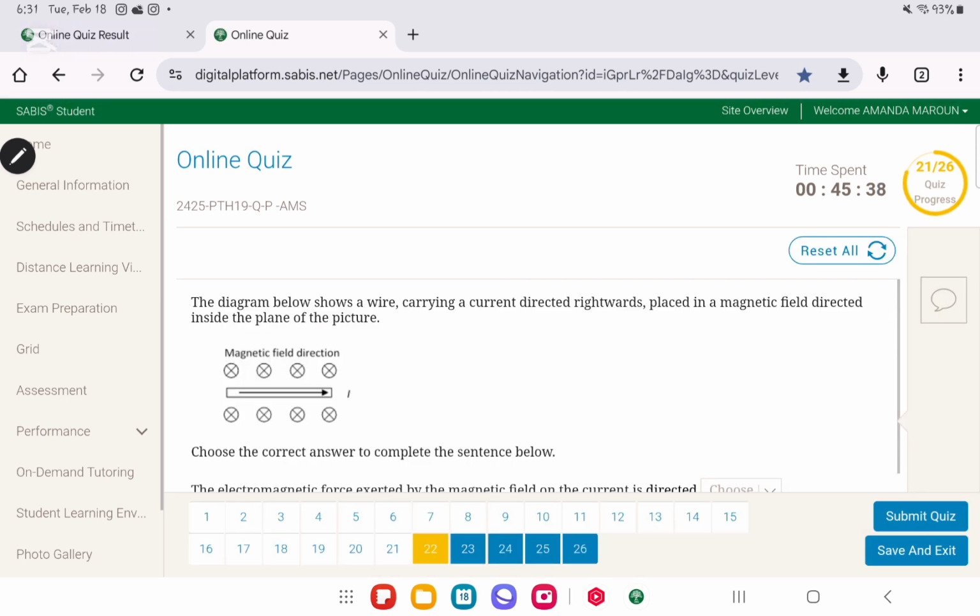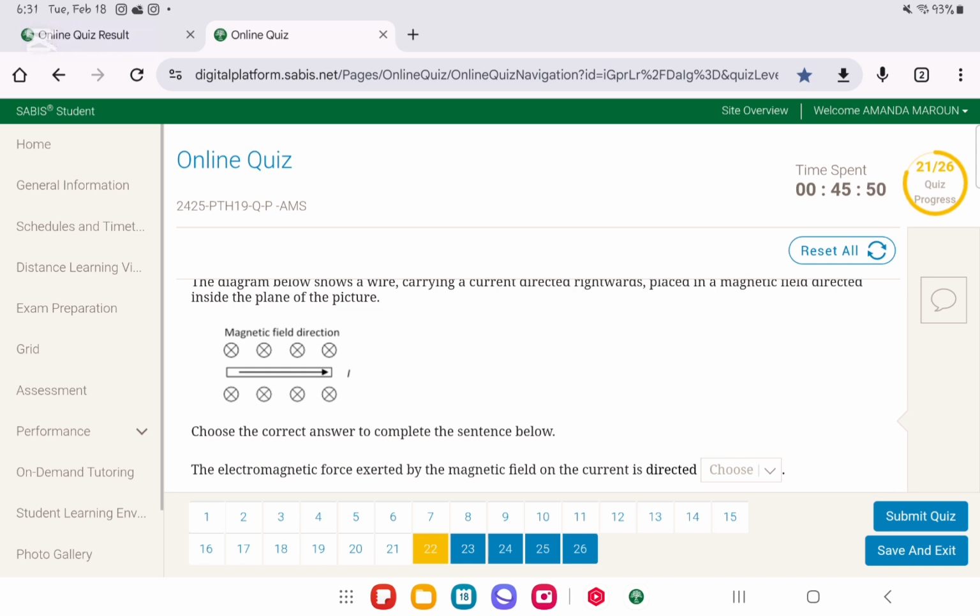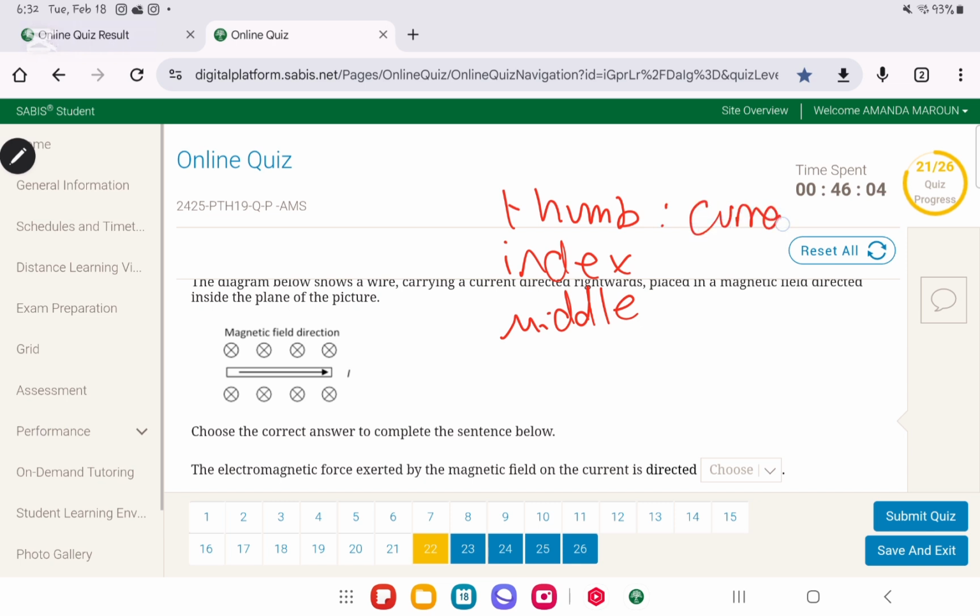We move on to question number 22. The diagram below shows a wire carrying a current directed rightwards placed in a magnetic field directed inside the plane of the picture. They need to find the electromagnetic force. What is the right-hand rule? You're going to take your thumb, your index, and your middle finger. The thumb is how the current flows. Your index is the direction of the magnetic field. And the middle is the direction of the electromagnetic force.